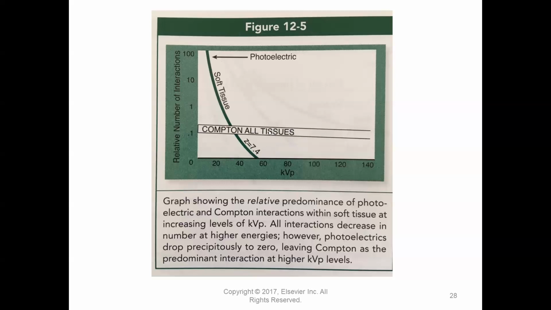Notice this very gentle slope, but it is decreasing. So at 80 kVp, I still have Compton scatter occurring. At 100 kVp, I don't have any more photoelectric interactions in the soft tissue. I still have scatter, but I have fewer scatter interactions at 100 than I do at 80. So that slope continues to decrease as I increase my kVp because I'm transmitting more than I'm scattering.